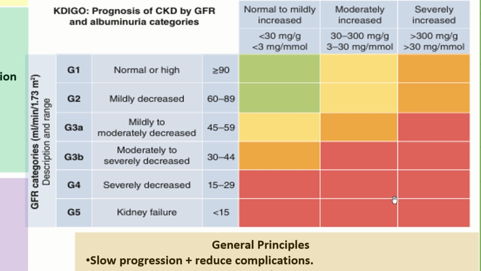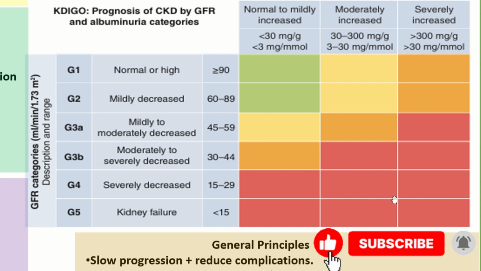Then G4, which is severely decreased, is 15 to 29, and below 15 we say is G5, and that is mostly the one we refer to as end-stage renal disease. Then the other side, you have the albuminuria.